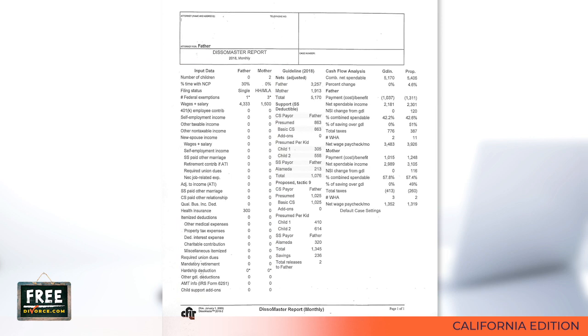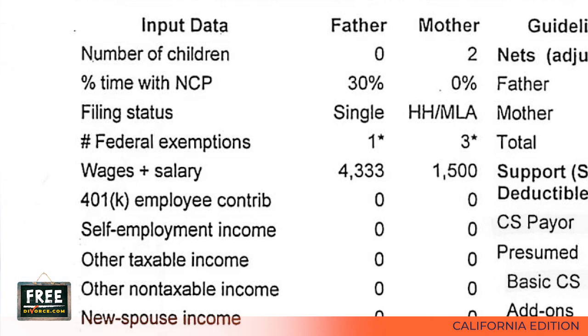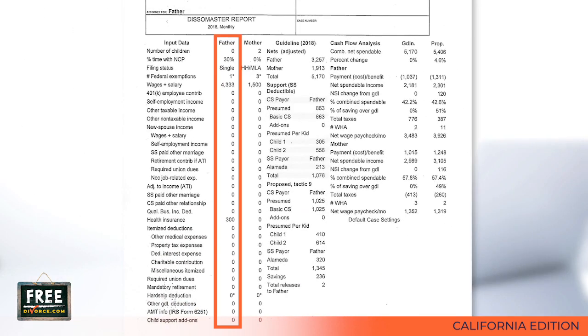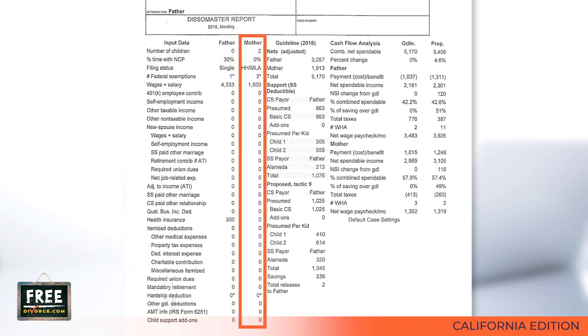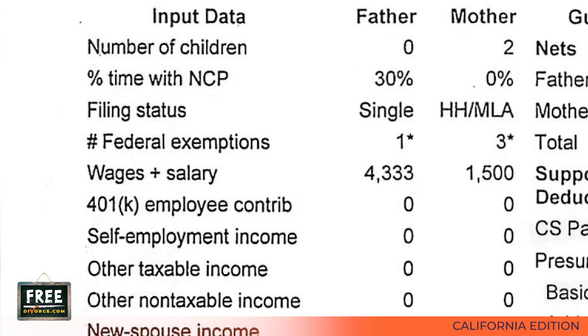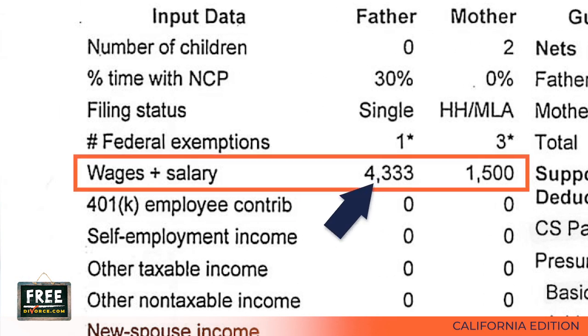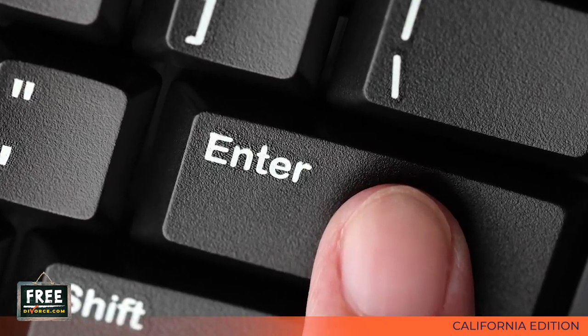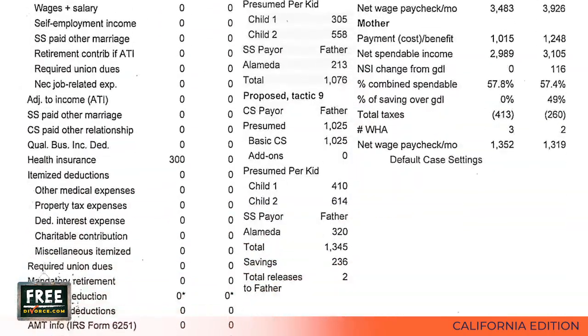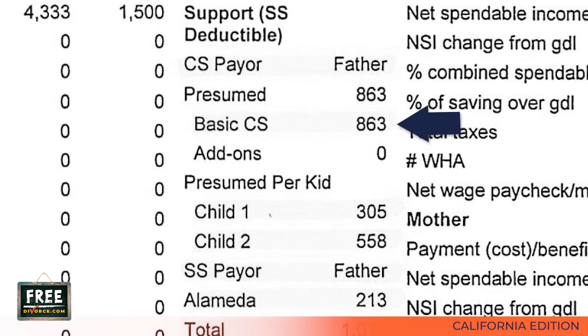Just to the right of those data entry lines, you have a column for father and you have another column for mother. You enter data for father or husband in the father column. You enter data for mother or wife in the mother column. For example, if you look at our sample printout, we have entered $4,333 for father's wages and salary, and then we entered $1,500 for mother's wages and salary. After you enter all of your data, you then push the Enter key on your keyboard, and the program will then calculate the amount of the base child support.